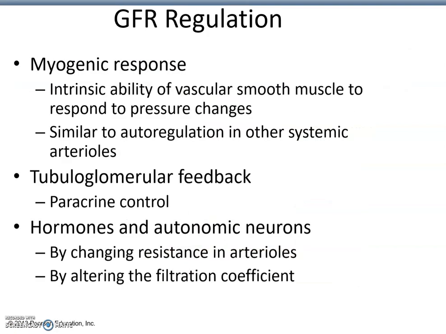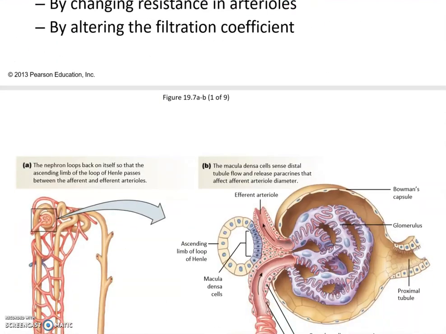Other factors that help regulate the glomerular filtration rate are listed here. We have a myogenic response. Myo refers to muscle, so that is the intrinsic ability of vascular smooth muscle to respond to pressure changes, and that's similar to autoregulation in other systemic arterioles. Then we also have tubuloglomerular feedback, that's via paracrine control, and then hormones and autonomic neurons that can change the resistance in arterioles and alter the filtration coefficient.